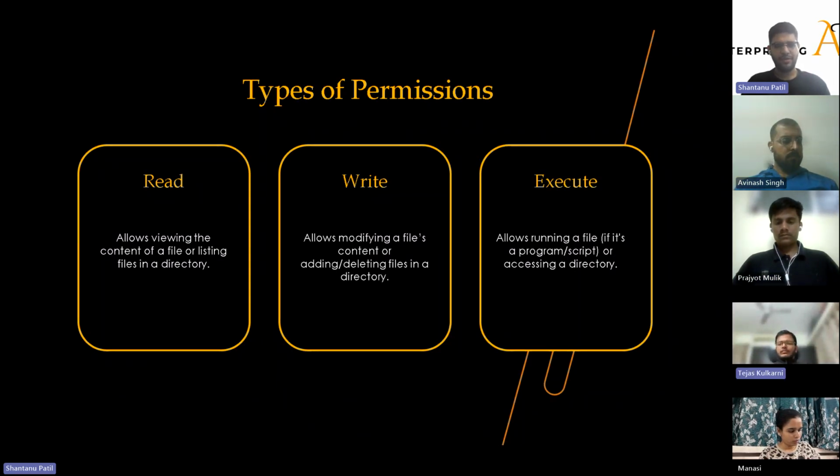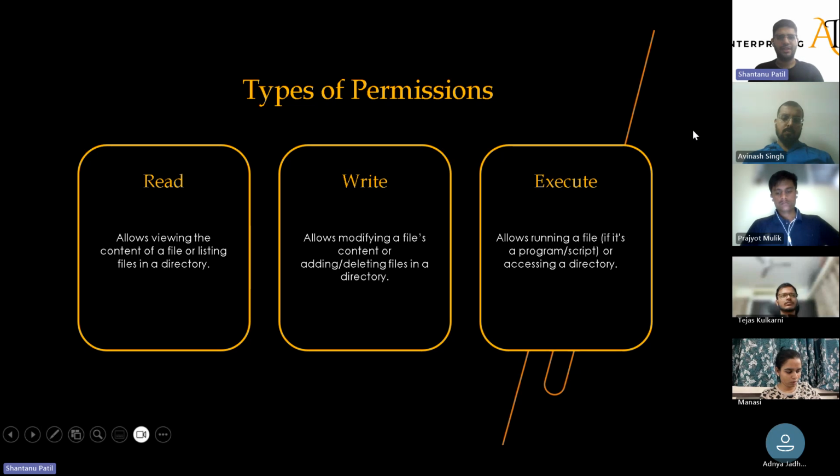There are three types of permissions: read, write, and execute. Read has a different meaning for files and directories. For files, read allows us to read the content of the file, and with respect to a directory, it allows us to check the content inside that directory. Whether there is a directory inside a directory or files inside a directory, we can list them all. And if it is a file, then we can only read the content, what's written inside.